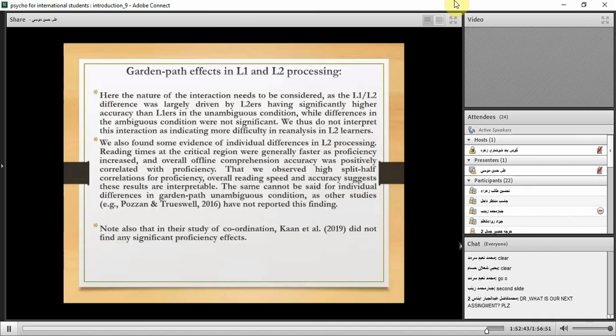These results highlight a broader issue in interpreting interactions. Sometimes such effects are interpreted in terms of difference scores, but these are difficult to interpret in the case of baseline differences between groups. The next slide, please.